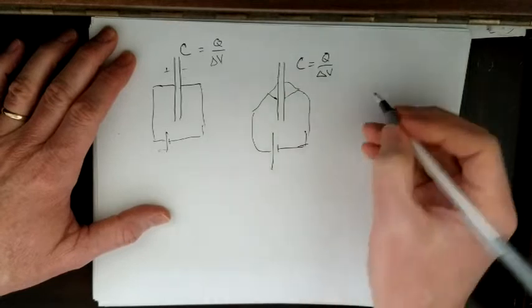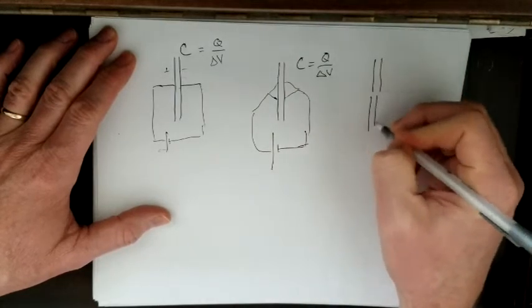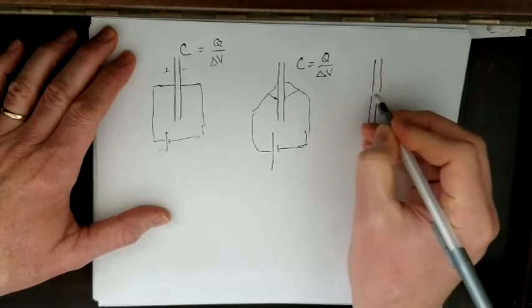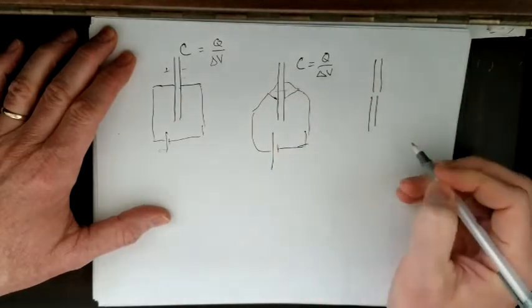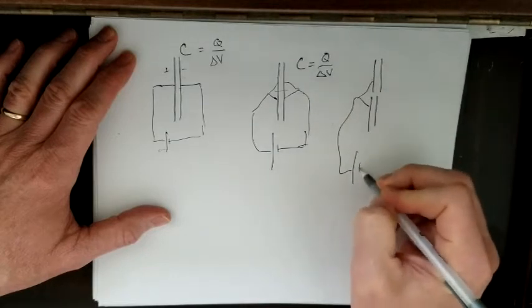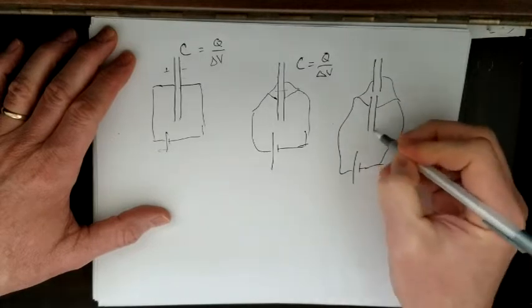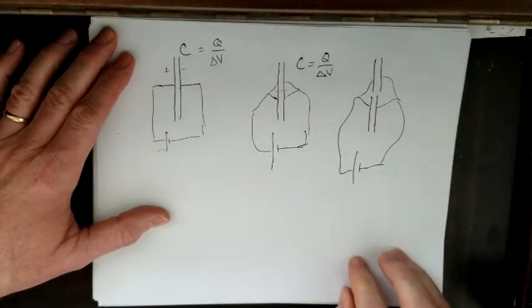Now I take this and I configure it one step more. I take these two plates. I have the exact same size of plates, except I put a little gap in here. So basically it's like I'm cutting the two plates. I still have the two wires hooked to the battery. It's still going to hold just as much charge. For the exact same potential, it holds just as much charge.